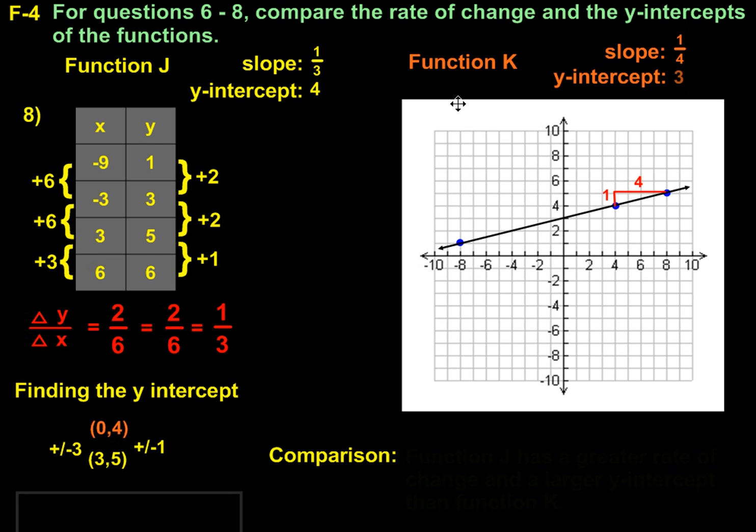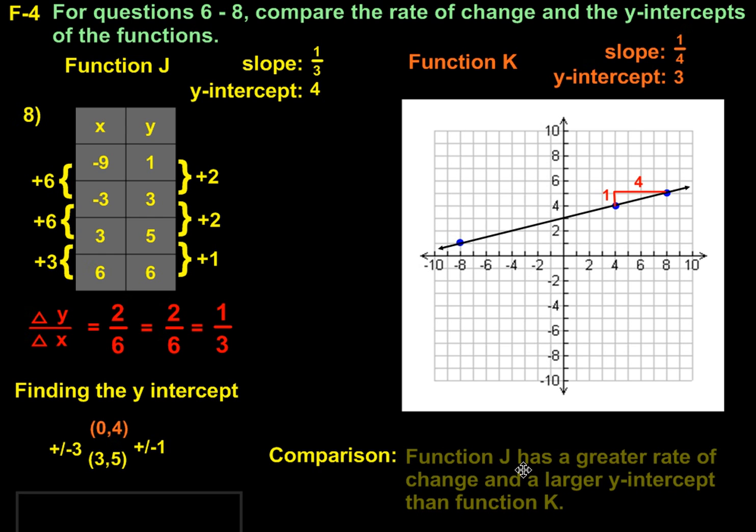Now that I know all this, I can make a comparison of the 2. Function j has a greater rate of change because it has 1/3 versus 1/4. 1/3 is greater. And it has a larger y-intercept at 4 than function k at 3. So that's the comparison I'm able to make.